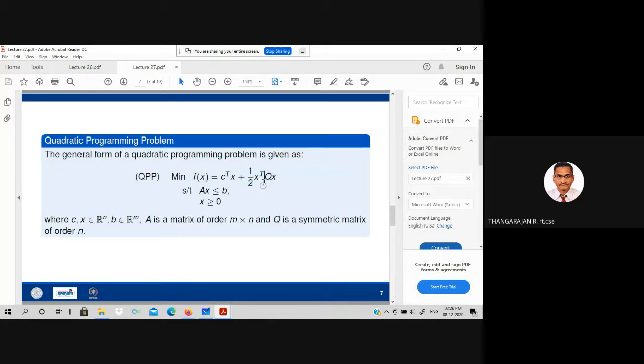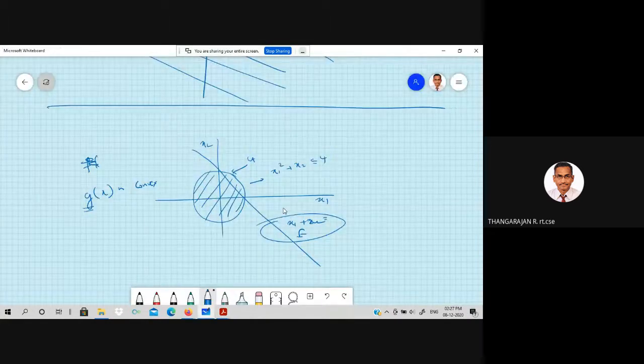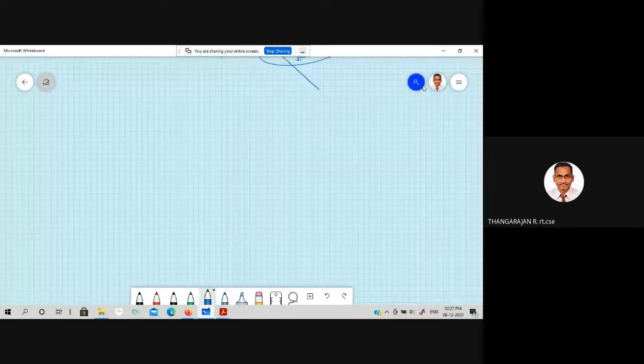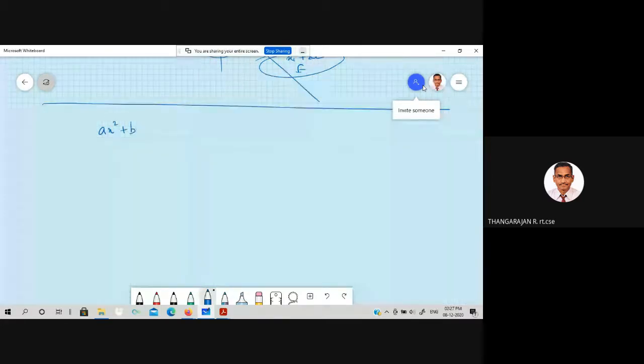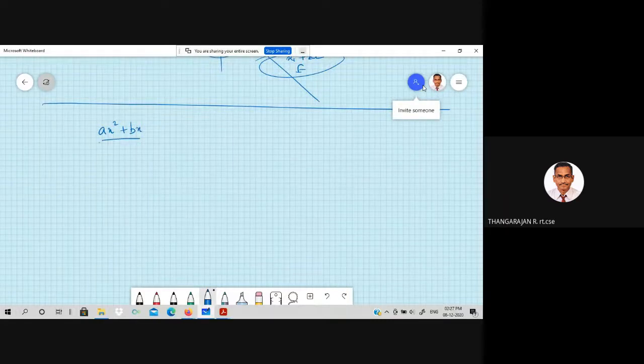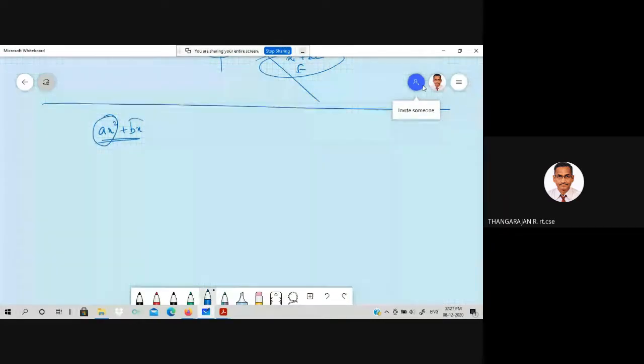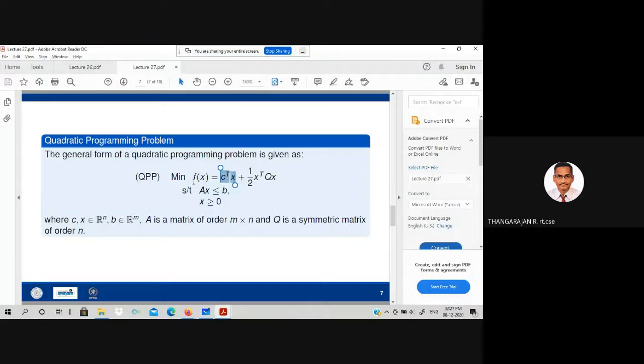So this is the quadratic term, and this is the linear term. In the ordinary case, it will look like this. So this is quadratic, this is linear. The same thing in matrix form looks like this. So this is your minimization function, and this is your constraint function.